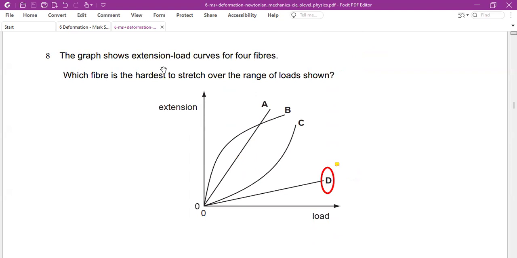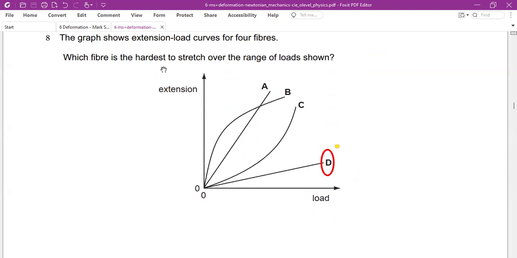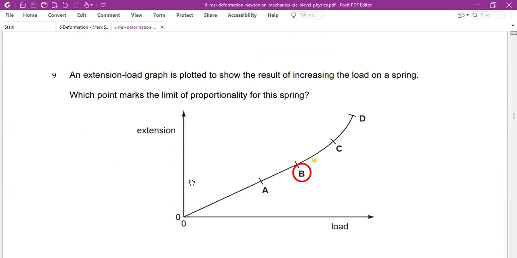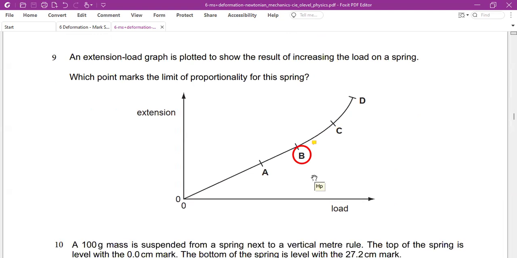So the next question is, the graph shows the extension load curves. Which fiber is hardest? Because of the slope, there is a very small slope, so this is very hard. You can also see from the graph, a very large load gives you a very small extension. Extension is along the y-axis. And then we have again the limit of proportionality. It will be at point B.